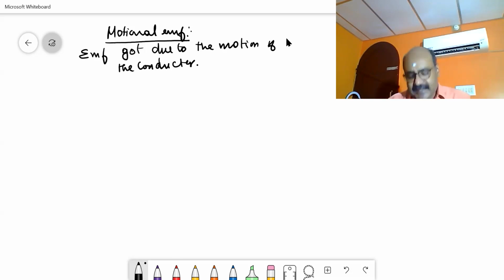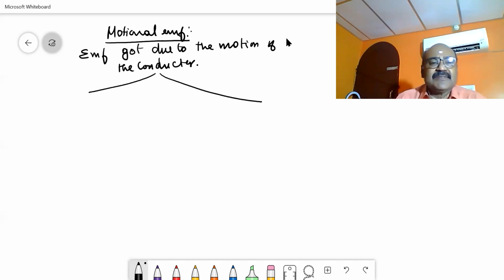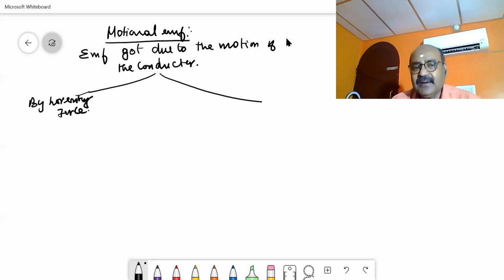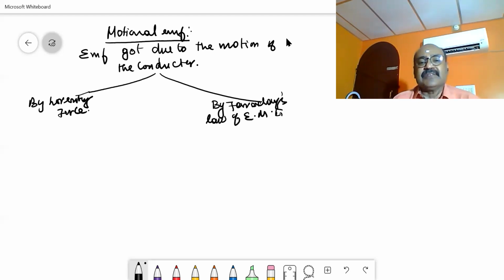When we are taking this motional EMF, there are two ways by which we can get the motional EMF. So in our book, they have discussed the two methods. One method is by Lorentz force. So with the help of the Lorentz force, we can get motional EMF. And the second method is with the help of Faraday's law. By using Faraday's law of electromagnetic induction, we can get this EMF called motional EMF.